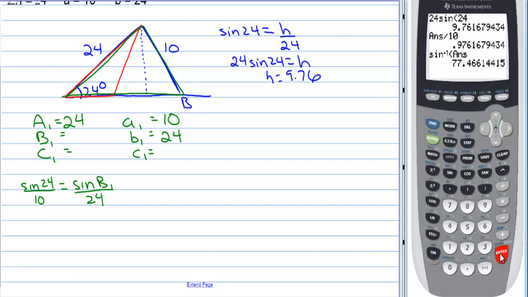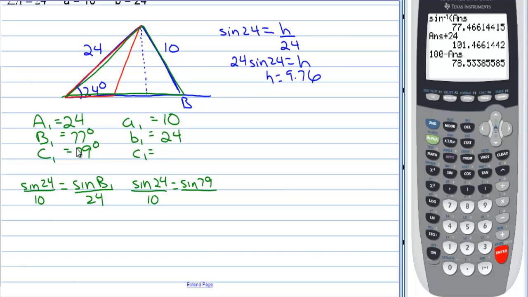And I think it said round angles to the nearest degree, if I remember right. Yep, to the nearest degree. So this is 77 degrees. We can add 24 to that and minus that from 180. 79 degrees. Let's call it 79, rounded. Well, now we need a law of sines one more time. Sine of 24 over 10 is equal to the sine of 79 over C1. 10 sine of 79 divided by sine of 24, which is 24.1. So 24.1.